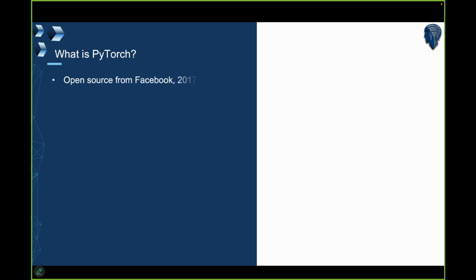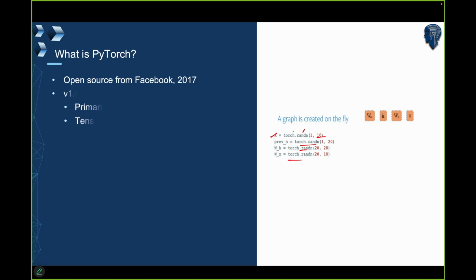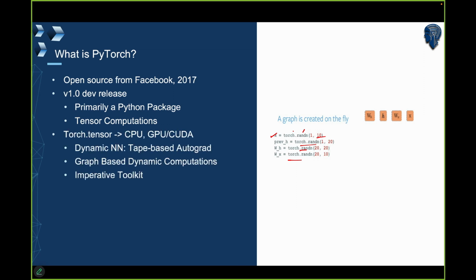Similarly, what is PyTorch? It's open source from Facebook in 2017. A graph is created on the fly, like x = torch.random. Then this is another example. So we are creating like this. It is developed and released primarily as a Python package, and tensor computations are available with PyTorch. We'll be using PyTorch, which can leverage CPU, GPU or CUDA drivers available on your machine. Dynamic NN, type-based autograd, and graph-based dynamic computations, an imperative toolkit, are available in PyTorch.